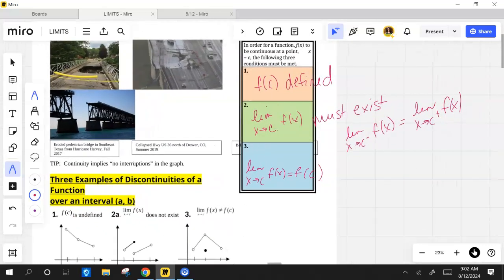I'll give y'all a second. Yep. Defined means you don't get a 0 in the bottom. You don't get a negative under a radical. Say again? That's just plugging in. I'll show you an example.